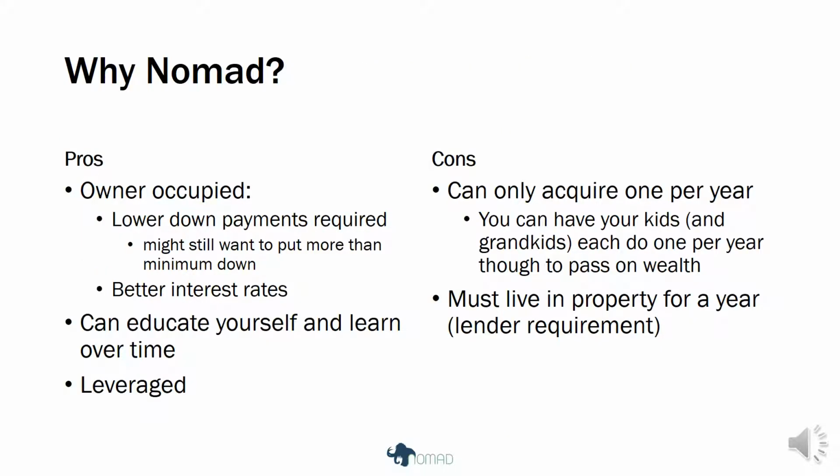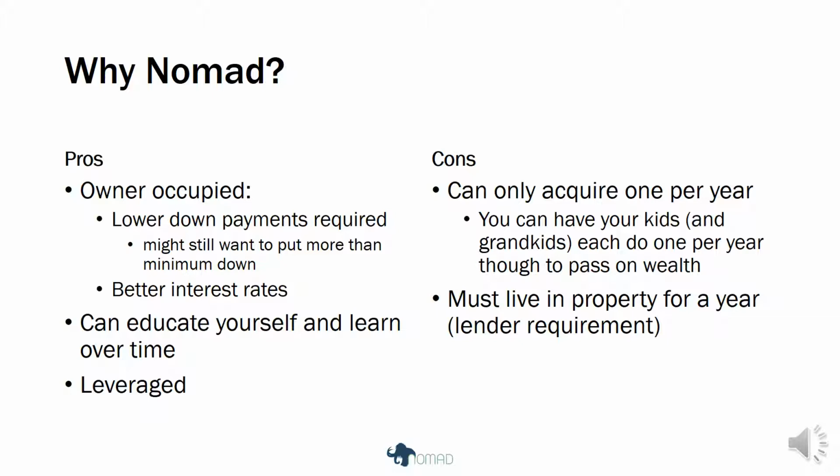All right, so let's talk about why we're doing Nomad. I've hinted at this earlier in this presentation, but let's just go through it right now. What are the pros of doing Nomad? The pros are you're owner-occupied, so you get lower down payments. If you were going to do a straight investment property, you'd probably need to put 20% down for the first 4, and probably 25% down for loans 5 and on. With the owner-occupant loan, you can do very low down, in most cases 5% for most of the properties, and there are some exceptions where you can get lower than that on the first one. And in some cases, by the way, you might still want to put more than the minimum down. The more you put down, the better your cash flow is going to be.